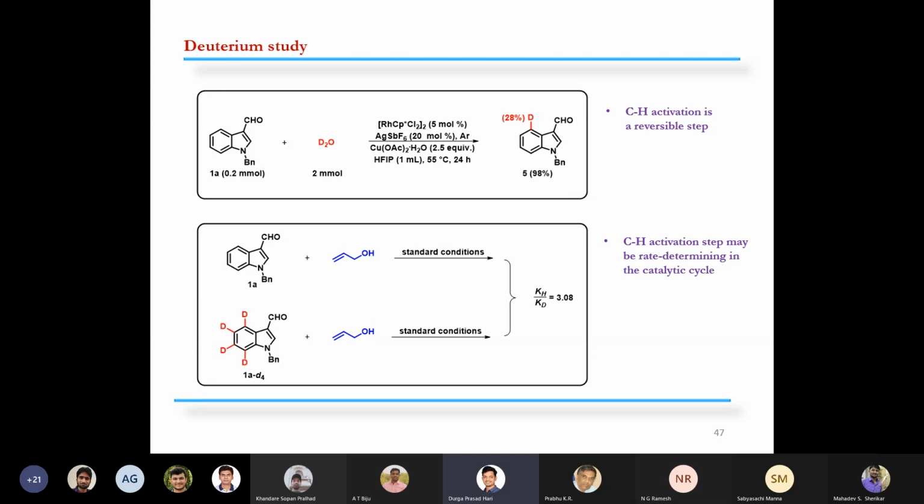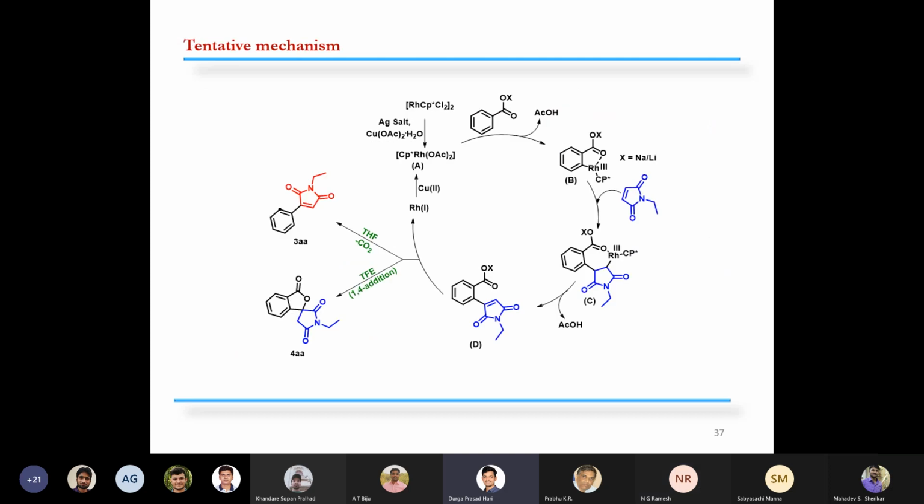Thank you, Professor Prabhu. Mahadev, very nice presentation and congratulations. First of all, I have a confusion on slide number 37. Can you go back to slide number 30? Here, intermediates C and D, you put acetic acid, but acetic acid is a protonation, and you should get a hydroarylated product, right? Yes, sir. No, sir.